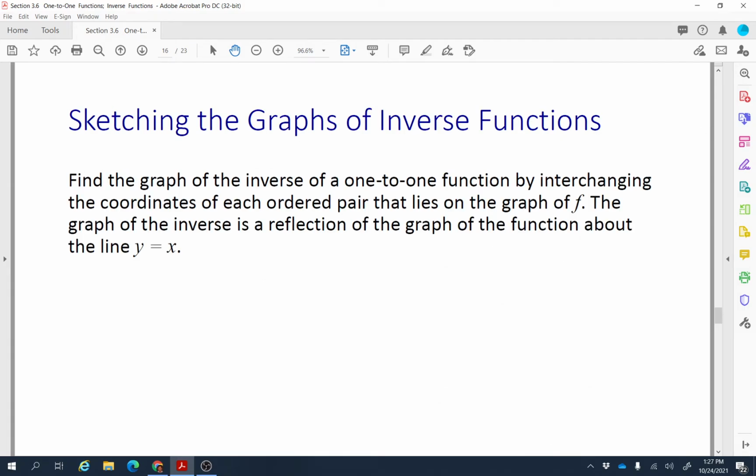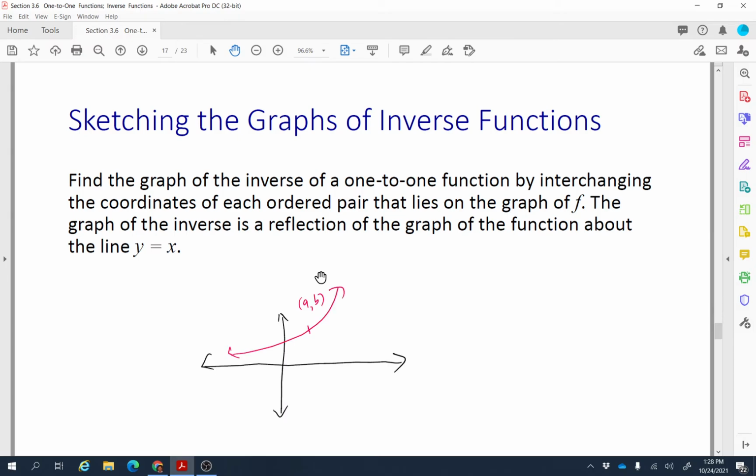Now if we would like to plot the graph of an inverse function by looking at the graph of a function, that is possible. We just have to switch the x and y coordinates. Sketching the graphs of inverse functions: find the graph of the inverse of a one-to-one function by interchanging the coordinates of each ordered pair that lies on the graph of f. The graph of the inverse is a reflection of the graph of the function about the line y equals x.